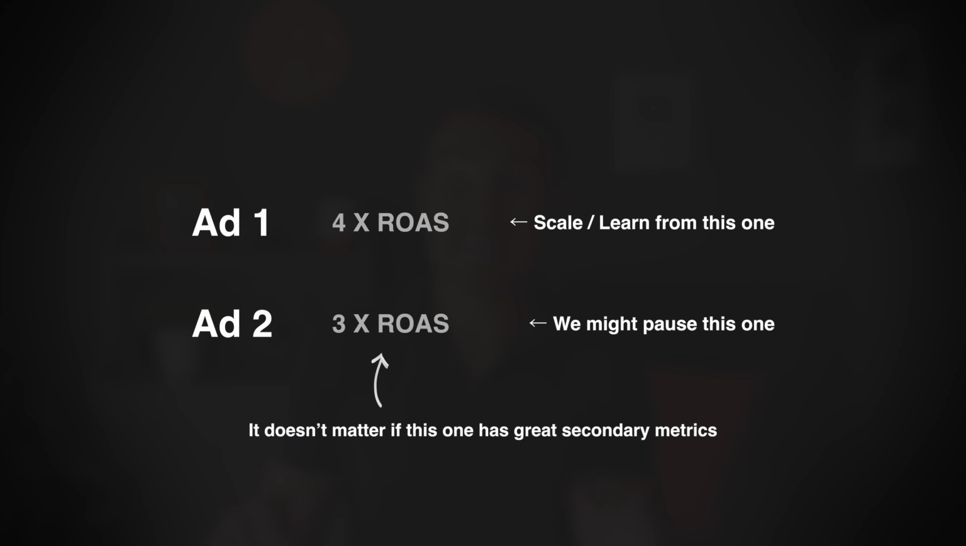So if we've got one ad that's producing a 4x return on ad spend and another ad that's producing a 3x return on ad spend, the 4x return on ad spend ad is the one that we're going to want to put more budget behind. We might turn off the one that's got a 3x return on ad spend, and that is irrespective of if the 3x return on ad spend ad has a better click-through rate or a better cost per click. Those are secondary metrics that don't matter anywhere near as much. We want to optimize for return on ad spend, the most important thing.